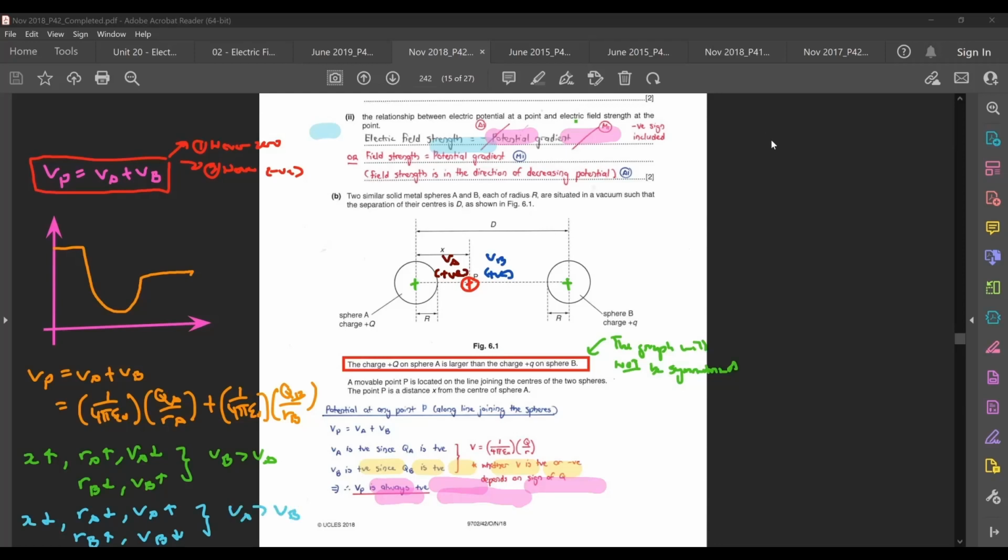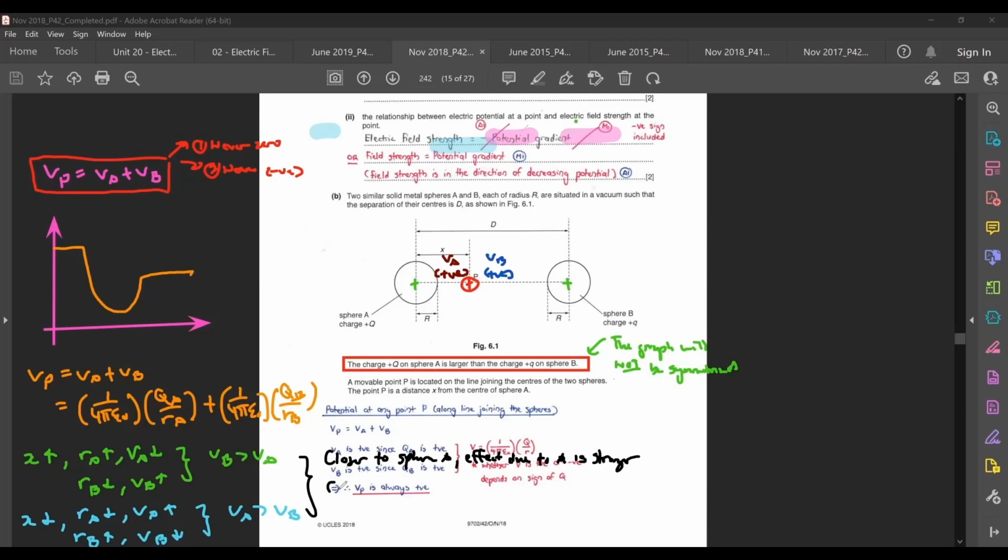So what you're supposed to conclude from here is this: closer to sphere A, the effect due to A is stronger.